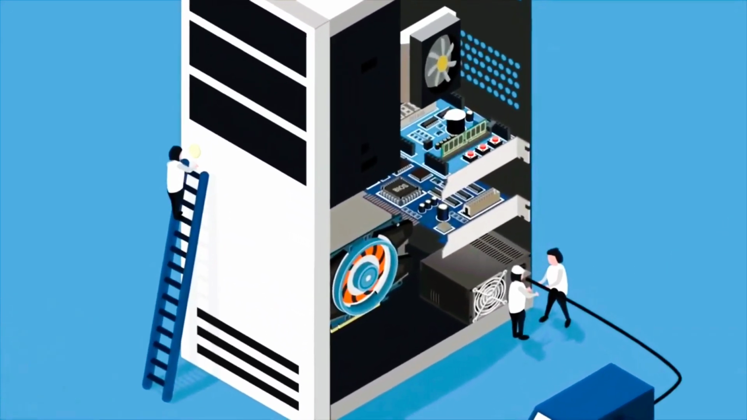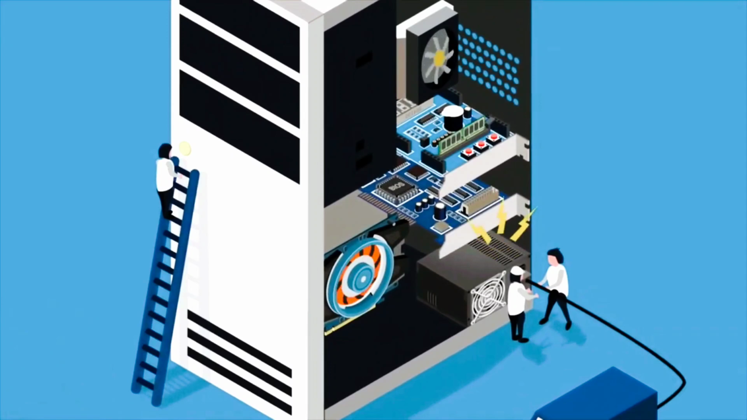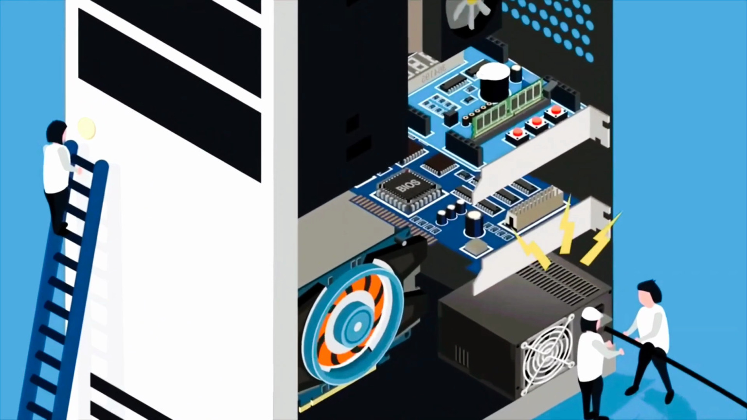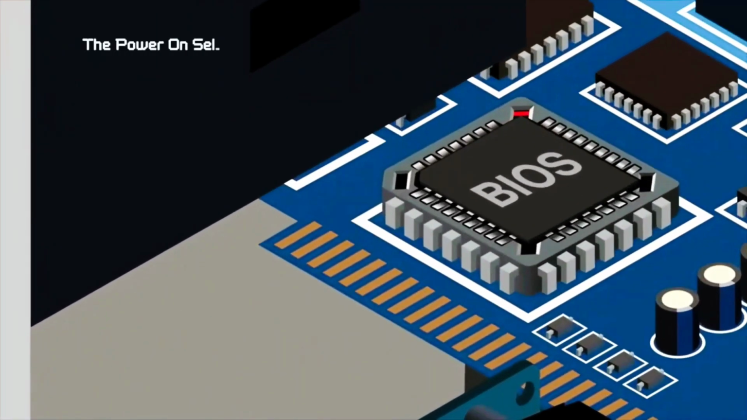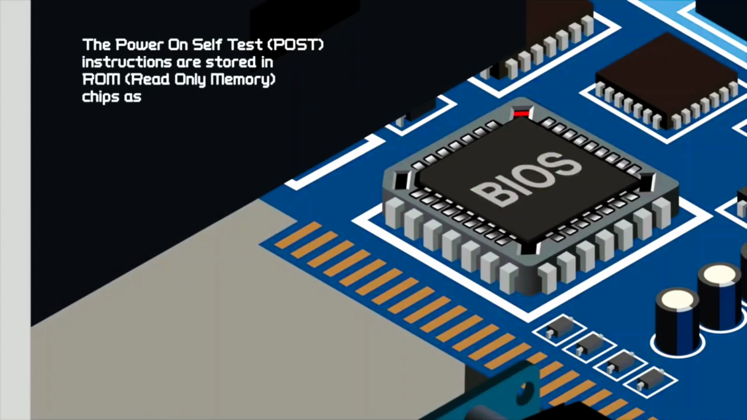When you turn on your computer, the power supply sends power to the motherboard, which in turn activates the boot process. The Power-On Self-Test (POST) instructions are stored in a ROM, a read-only memory chip, as part of the BIOS, or the Basic Input-Output System. The POST runs through a series of tests to make sure everything is working.